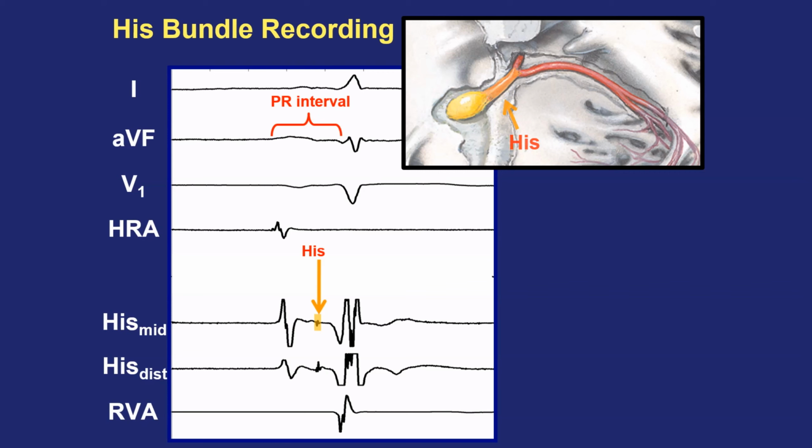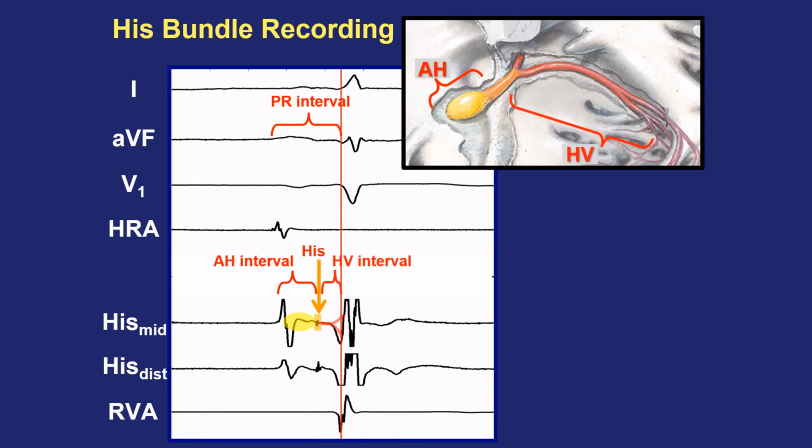But now we can measure the time it takes to get from local atrial tissue through the AV node to that His bundle, and this is known as the AH interval, A for atrium and H for His. And we can measure how long it takes to get from the His bundle down to the beginning of the QRS, known as the HV interval, from the His bundle down to the ventricle.